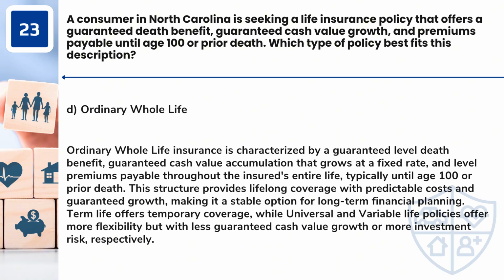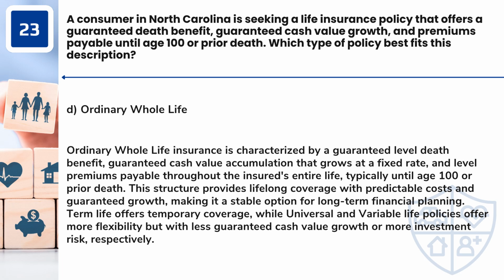Answer: D. Ordinary whole life. Ordinary whole life insurance is characterized by a guaranteed level death benefit, guaranteed cash value accumulation that grows at a fixed rate, and level premiums payable throughout the insured's entire life, typically until age 100 or prior death. This structure provides lifelong coverage with predictable costs and guaranteed growth, making it a stable option for long-term financial planning.